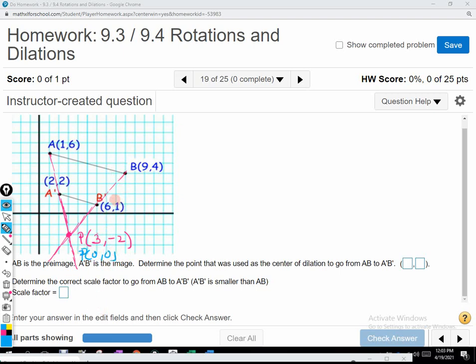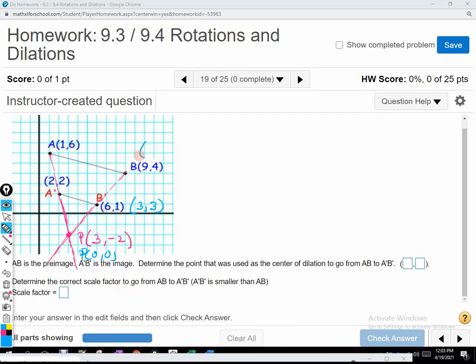Okay, then this point here, remember, subtract the original point out. So this would be 3. Negative 2 minus 1 would give me, actually, how does that work? 3, so I take this point and subtract away that one. So 6 minus 3, and then 1 minus negative 2 would give me 3.